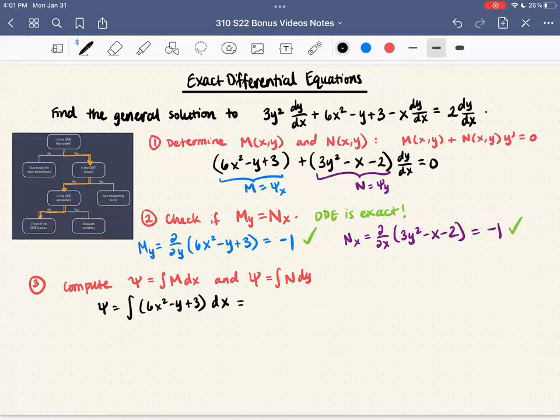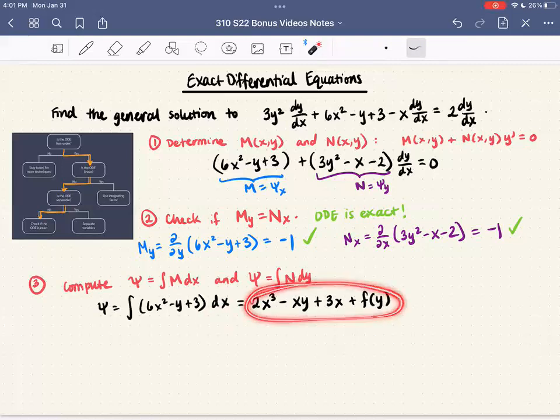And we'll get 2x cubed minus xy plus 3x plus some function of only y. So remember, we're integrating over x, but if we take the partial of this expression with respect to x, we would totally get rid of any terms that are only involving y, because we'd be treating them as a constant. So we have to take into account that those might have disappeared in taking a partial. So that's that some function of y.